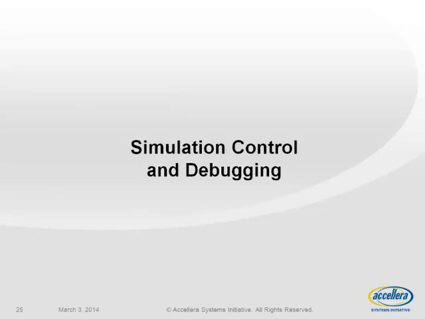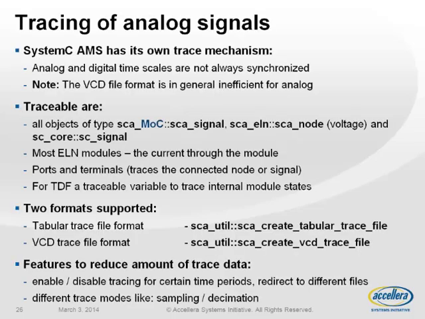Simulation, control and debugging. One topic is tracing of analog signals. SystemC has a tracing mechanism, but in SystemC AMS we're using our own. This has two reasons. One reason is that the supported format of SystemC, the VCD format, is not very efficient for analog waves. And the second reason is that we have different time scales in SystemC AMS which must be synchronized, so we need our own trace mechanism for AMS signals.